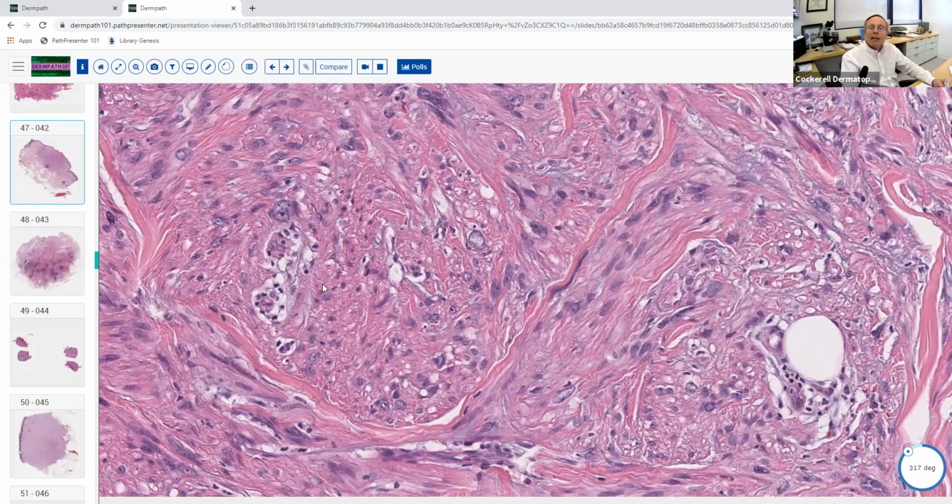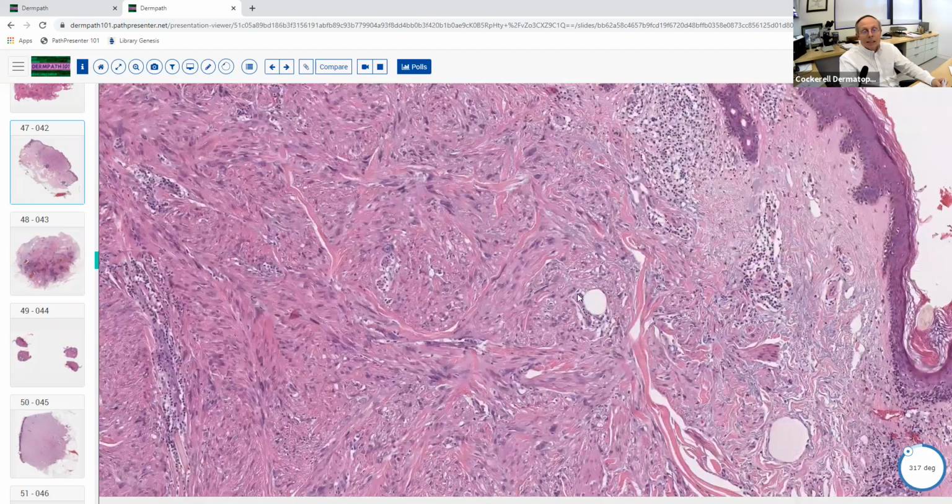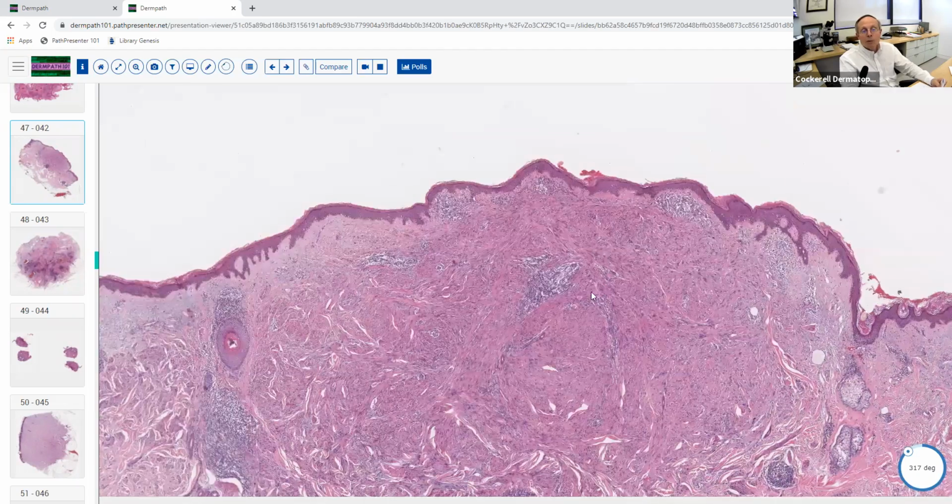So this is a neoplasm with muscle differentiation. Now we're going to look around and say, well, do you think it's benign or malignant? And it's pretty big, as we talked about before. It's not very well circumscribed.